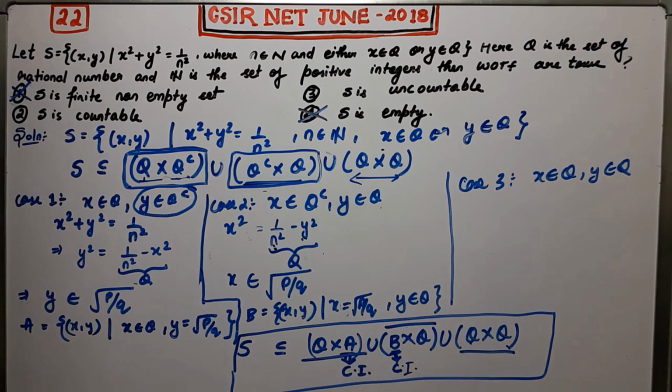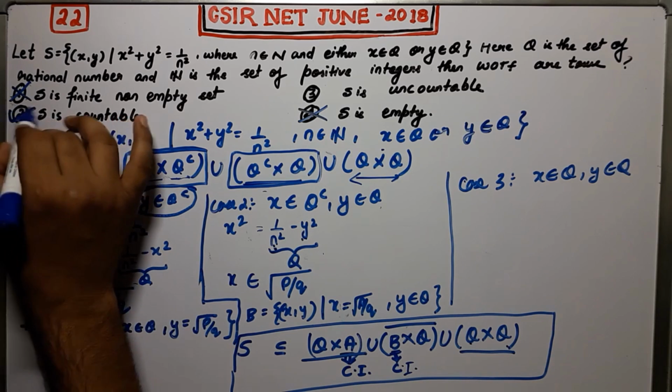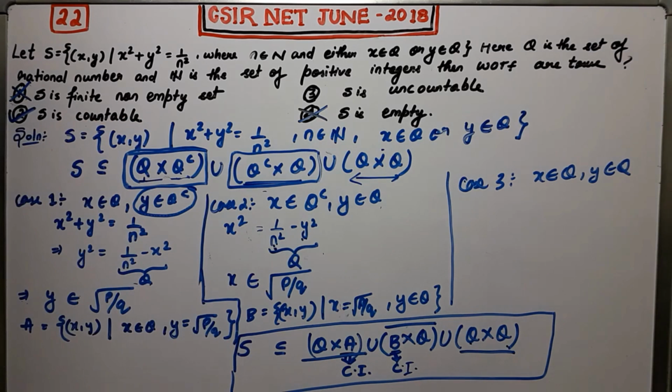So what do you know? That a countable union of countable sets is countable. Therefore S is a subset of a countable set. Therefore S will be countable. S cannot be uncountable. From this we are concluding that the third one is incorrect.